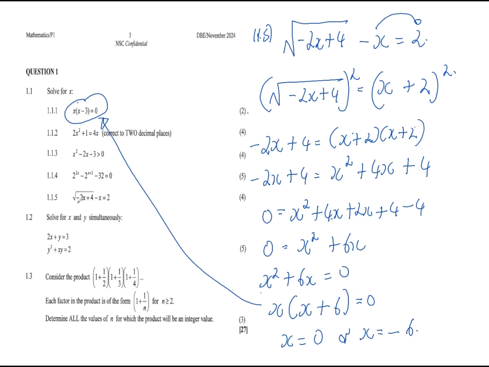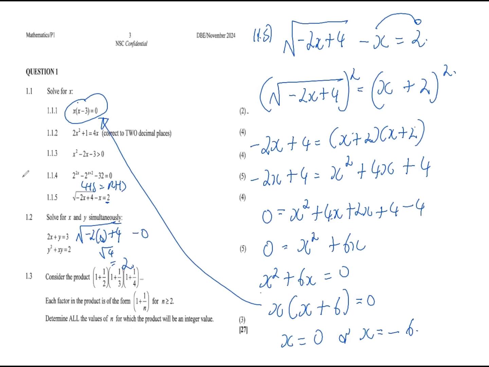Let's see. If I decide to put 0 here, I'm going to have the square root of -2 multiplied by 0 plus 4, and then minus 0, right? So obviously this will leave us with the square root of 4, and the square root of 4 is 2. So the left-hand side is equal to the right-hand side in this case, because all we are trying to do is find out if we replace x here, will we still be able to get that 2, right? So we can see that testing with 0 here, we do get that 2.